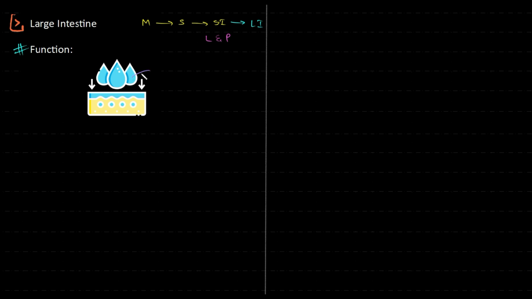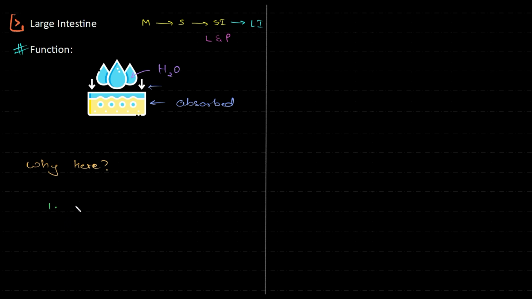Your first clue, look at the color. Look at the shape. It represents what? Water. And here we can see that it is getting absorbed. So basically, large intestine absorbs water. The question is why? Why here? That will help you guys remember the point that large intestine absorbs water. But why here? That should be your next question.